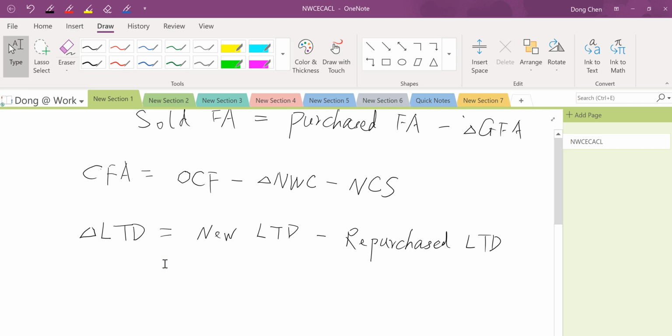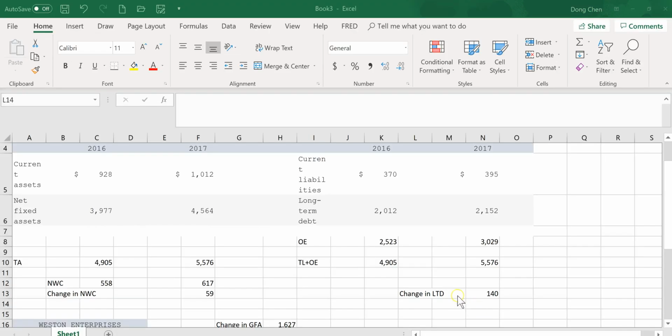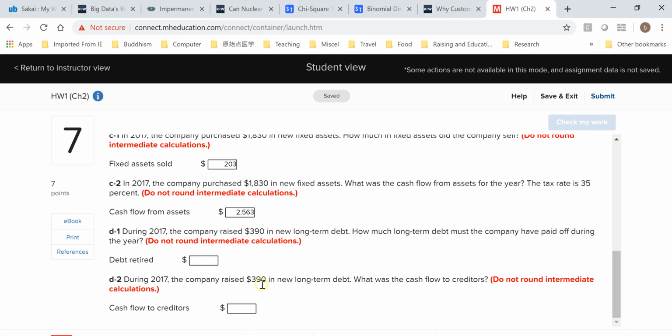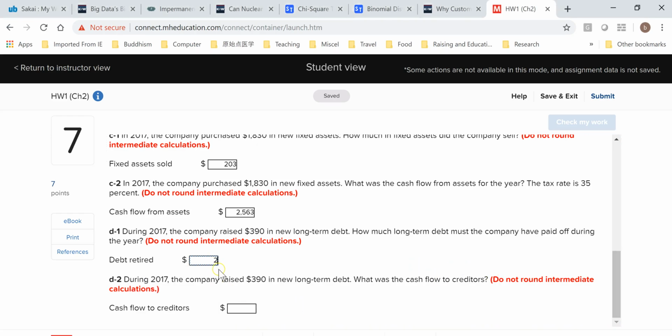So now I know the change, I know the new, so I can figure out the repurchased. So repurchased long-term debt is simply the new long-term debt minus the change in total long-term debt. So back to my Excel sheet, this is the repurchased long-term debt. This equals the new, which is given as 390, minus the change in long-term debt. So that gives me 250.